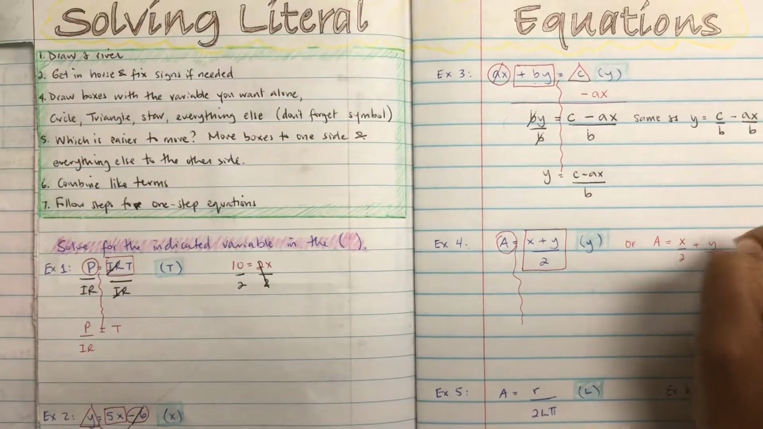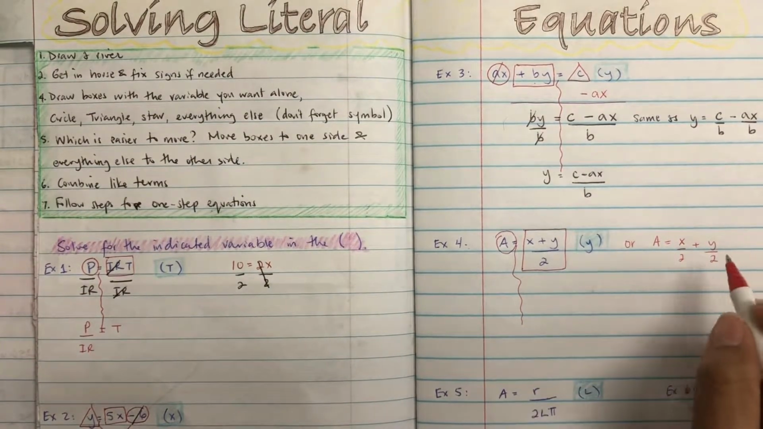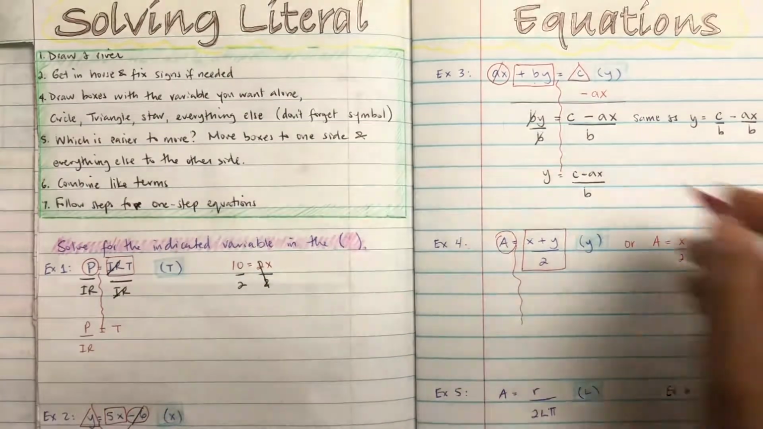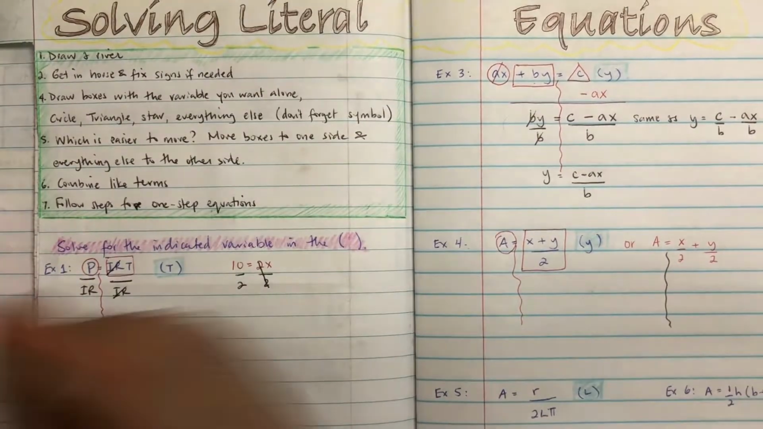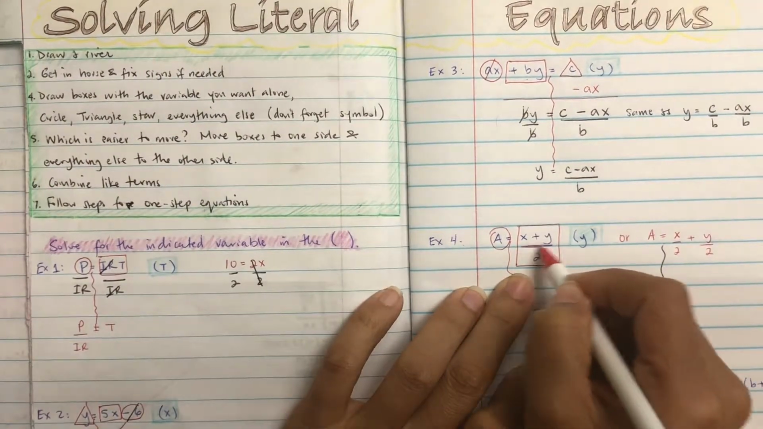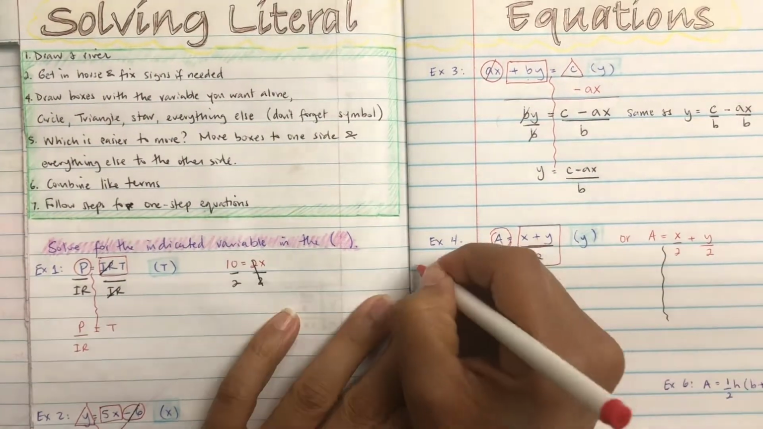Remember, we can divide over the whole thing or divide individually. So you can see that. And I'm going to do it two separate ways, basically. So draw a river on that one. Alright, so divide by 2. How do I get rid of divide by 2?